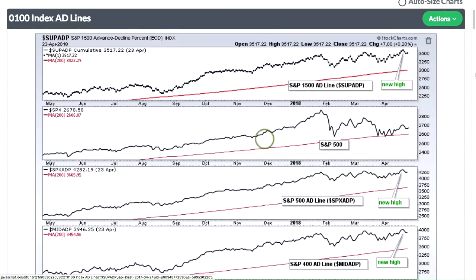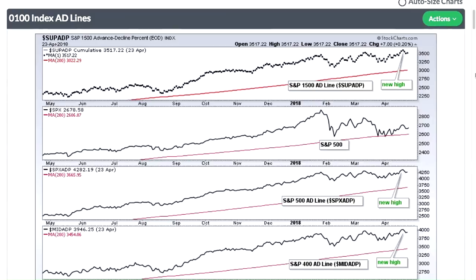So here are the AD lines, and I've got four on this chart, and it goes in a top-down fashion. At the very top, you're going to see the AD line for the S&P 1500, which is like the broad market AD line because it covers everything. It has the S&P 500 large caps, S&P 400 mid caps, and S&P small cap 600. Altogether, you've got the S&P 1500.